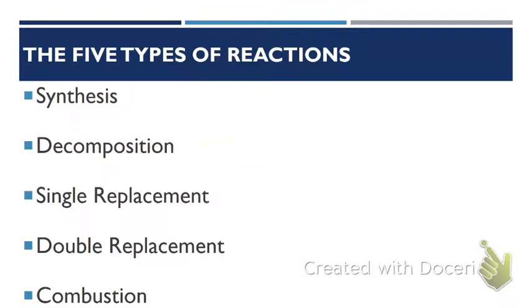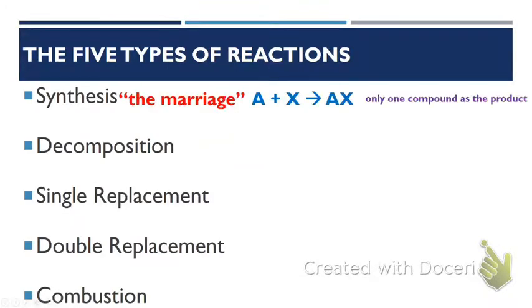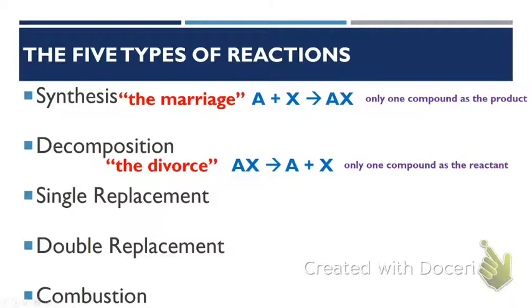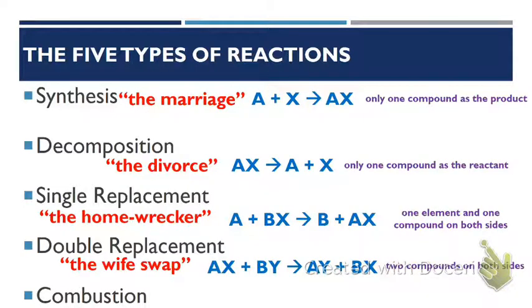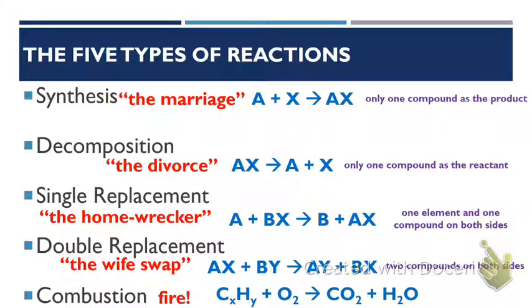So, that's all of our reaction types. Just in summary, my synthesis reaction was our marriage, where two things come together to make one compound. Decomposition is the opposite. One thing breaks down into multiple things. Could be 2 or 3 or 4 even. Single replacement, we got a single element replacing part of a compound, making a new single element and a new compound. Double replacement is 2 compounds on each side, but they switch partners. And combustion is fire, so we have to have the same old ingredients for fire and the same old products from fire every single time.